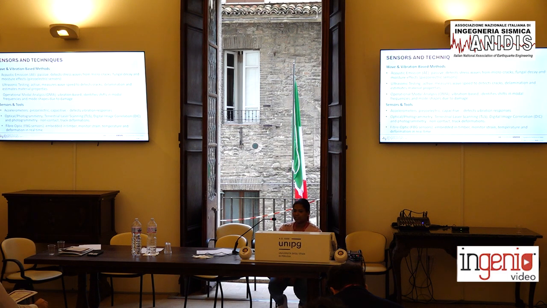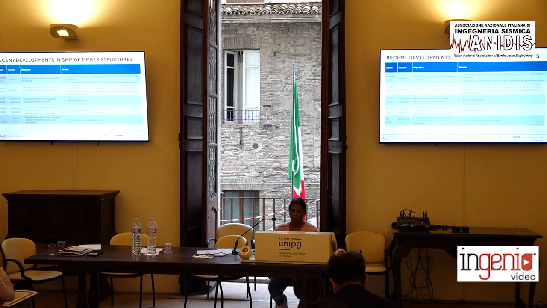Some of the sensors that are available are accelerometers, which use piezoelectric and piezocapacitive materials, and optical or photometry sensors, which use light or photography to determine damage in the material. The other one is fiber optic sensors, which are most commonly used nowadays, and they can be used in the form of embedded systems. These are the recent developments in structural health monitoring of timber structures.